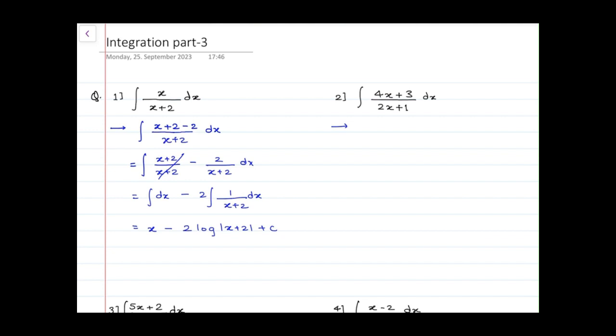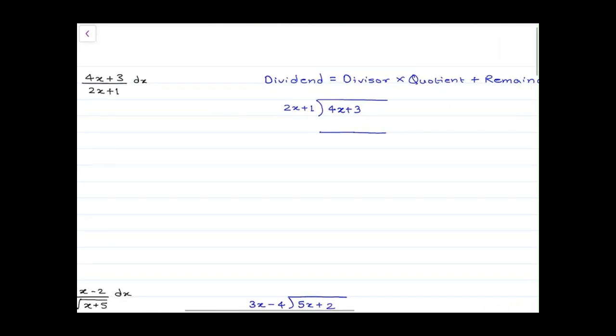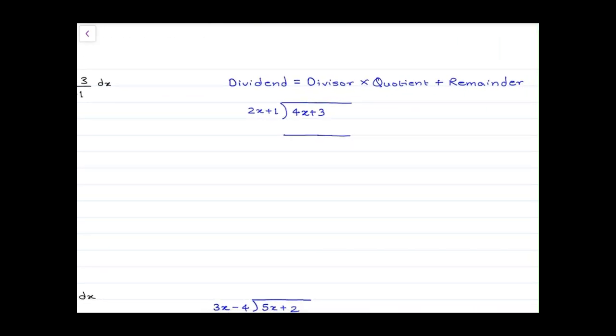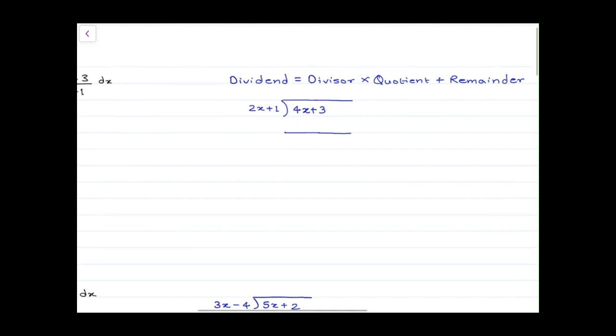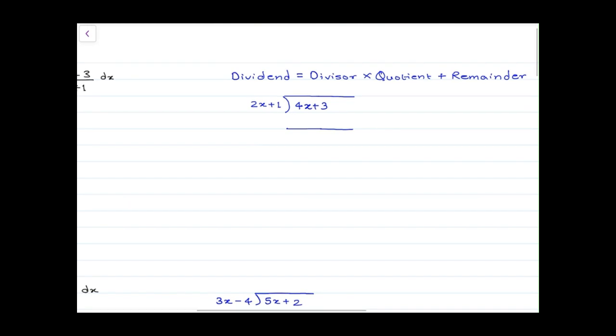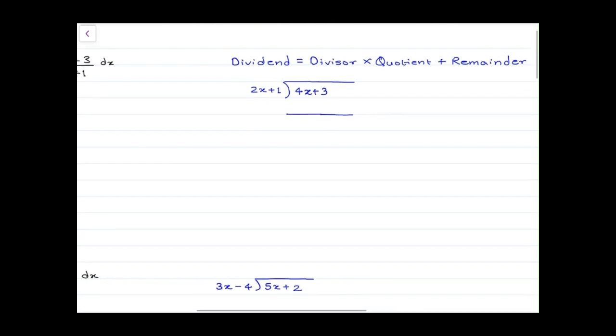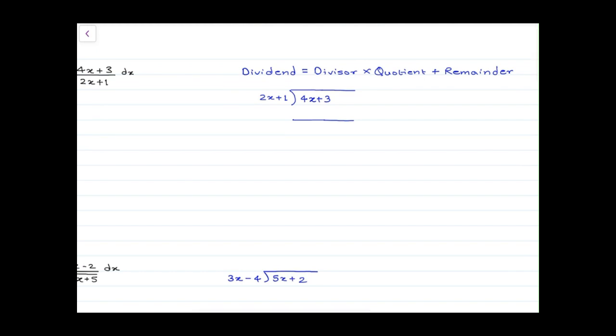So next question, again you can see we have the ratio of two algebraic functions, right? But there is a generalized way which you can solve for every question. So I'll show you how to do it. So what we need to do, we need to use the formula dividend equal to divisor into quotient plus remainder. This you have studied in your 4th standard, right? So we need to just divide, right? So we have division of 4x plus 3 with 2x plus 1.